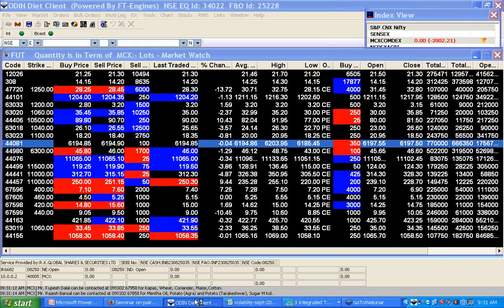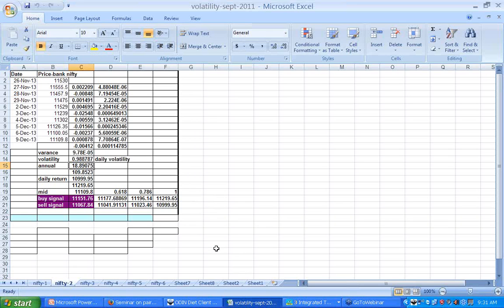Same thing, let me repeat once more. So in this method of intraday trading, we'll be calculating the volatility using the past 10 days' last traded price, and from that volatility we'll be calculating the price range for the day, which is taken in reference to the last trading day's price. So 9th December was the last trading day's price.